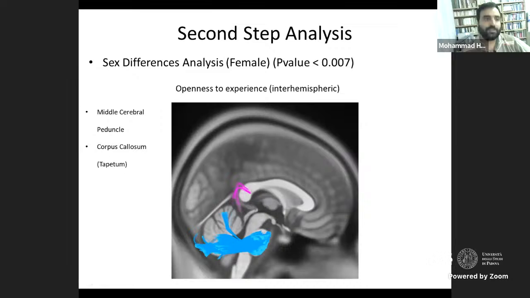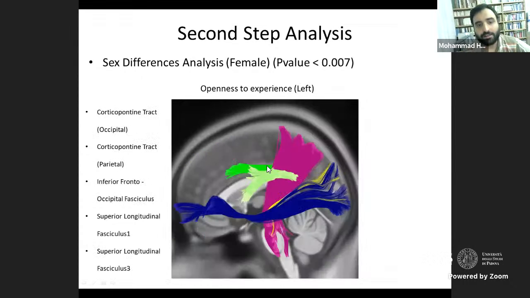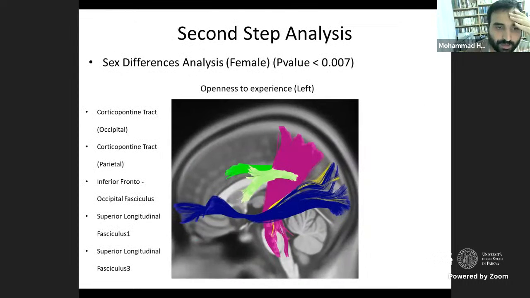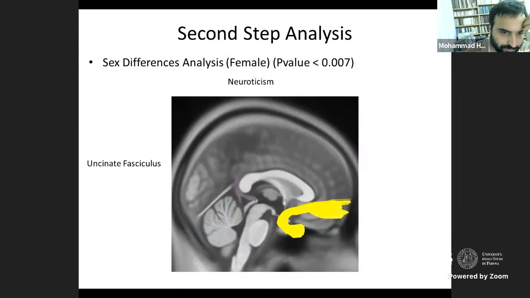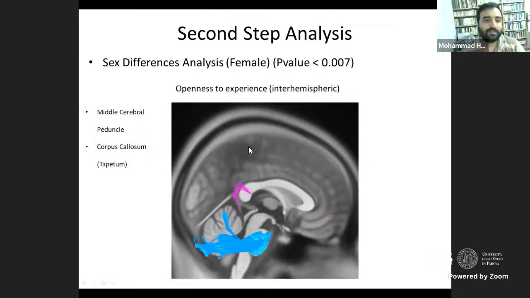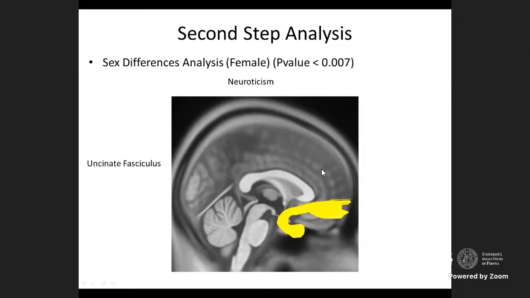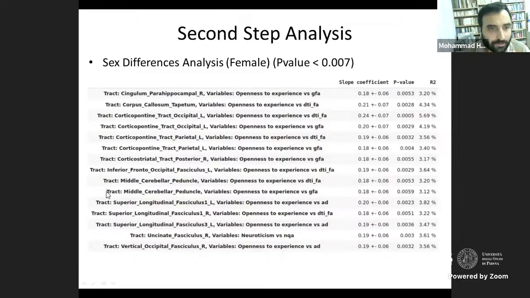Also, we have two interhemispheric fibers, one of them the middle cerebellar peduncle and one of them the tapetum of the corpus callosum, that may play a role in the connection of left-sided fibers with right-sided fibers. Also, we found one fiber in females that is associated with neuroticism, the fornix. This is a table for the female.